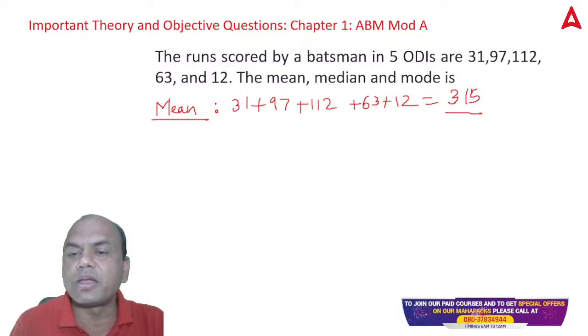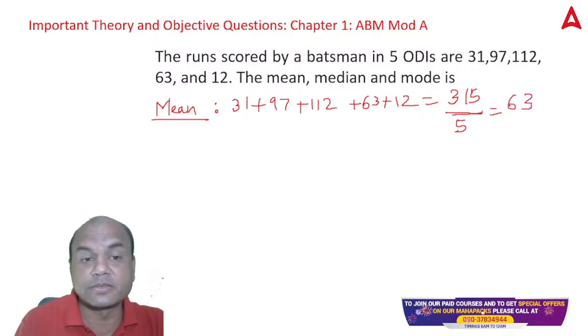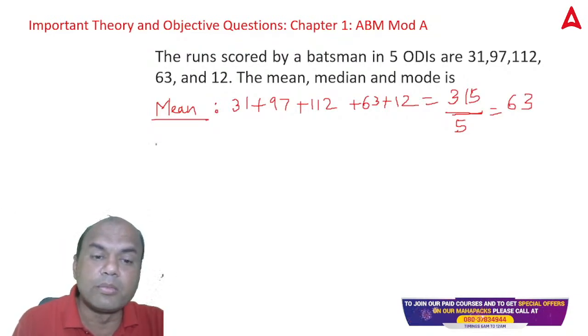315 divided by the number of elements. How many elements are there? 5. So 315 upon 5, so it is 63. This is my mean. Now mode.